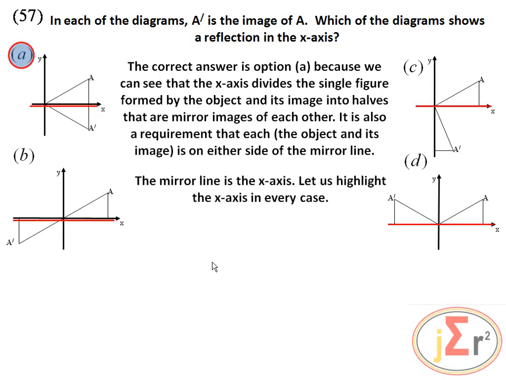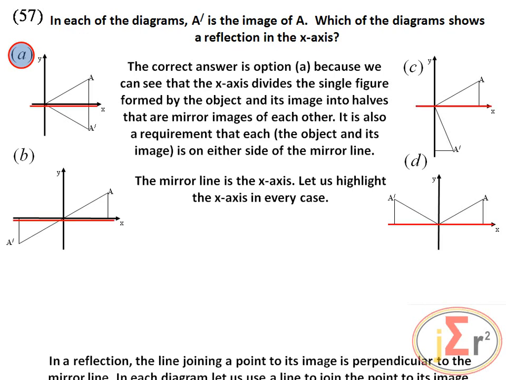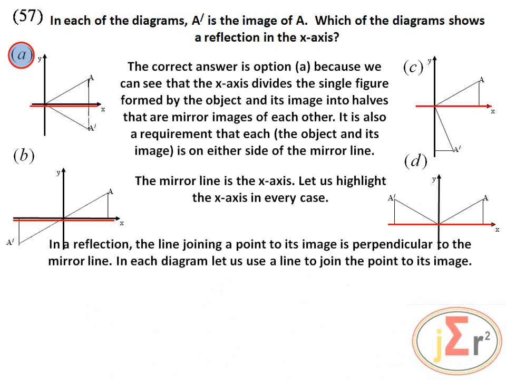The mirror line is the x-axis. Let us highlight the x-axis in every case. So we have the x-axis, and we are highlighting the x-axis in every case. In a reflection, the line joining a point to its image is perpendicular to the mirror line. In each diagram, let us use a line to join the point to its image. That is what we have done right here.